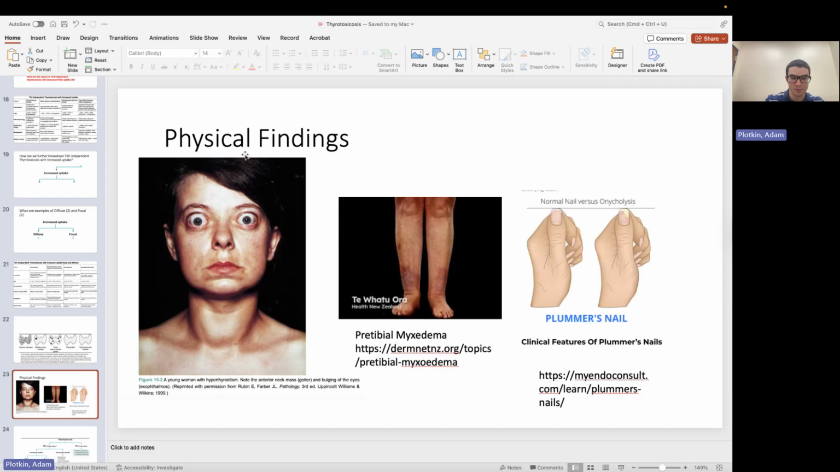Physical findings. Here's a picture of proptosis. Again, the TSIs or the TRAbs can stimulate the orbital fibroblasts via the TSH receptors and the IGF receptor and can cause increased production of glycosaminoglycans, which push the eye forward. Here's your pretibial myxedema, that doughy skin, because of glycosaminoglycan production. And then this is something called plumber's nail, where the nail bed raises higher than it should. It can be seen in a lot of different diseases, but it's classic of hyperthyroidism. Okay, so just some physical exam findings you might see.